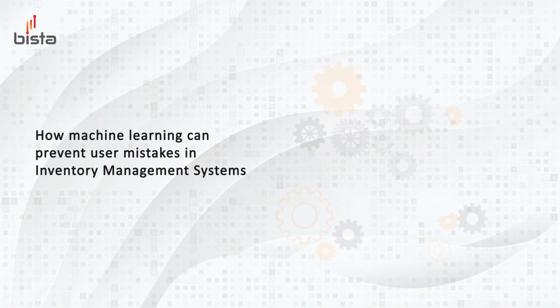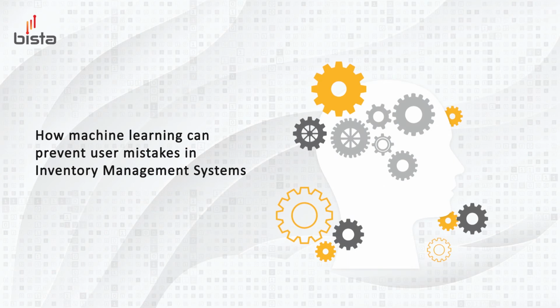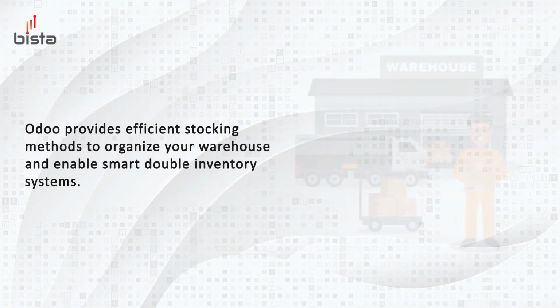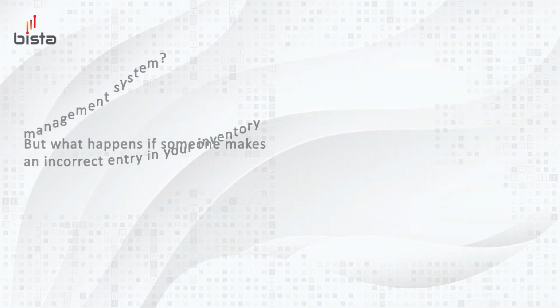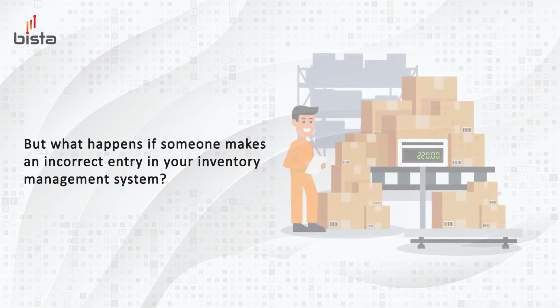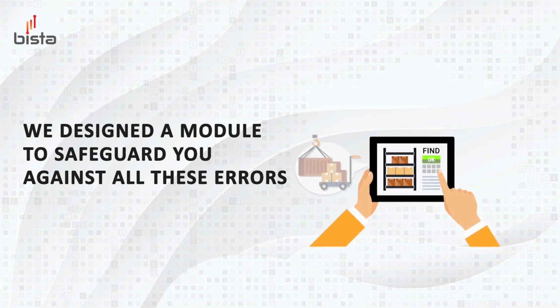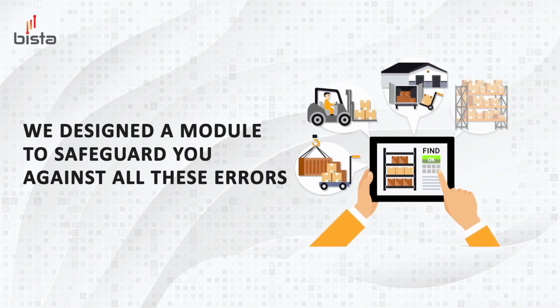Let's have a look at how machine learning can prevent user mistakes in inventory management systems. While Odoo provides efficient stocking methods to organize your warehouse and double inventory systems, what happens if someone makes an incorrect entry into your inventory management system? We designed a module to safeguard you against these errors.